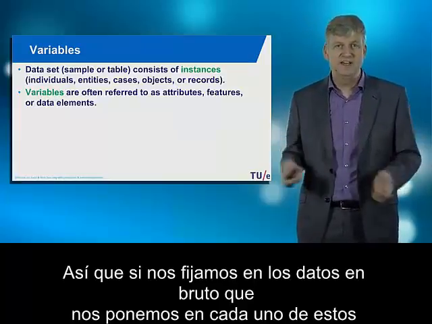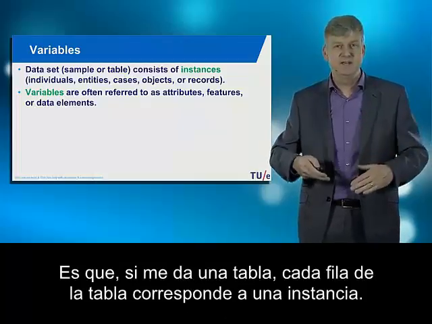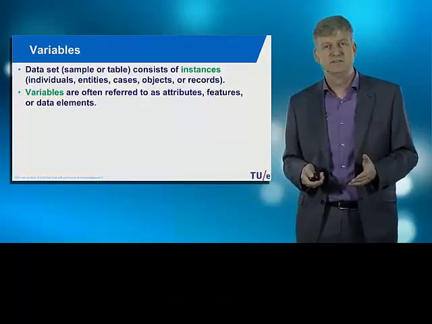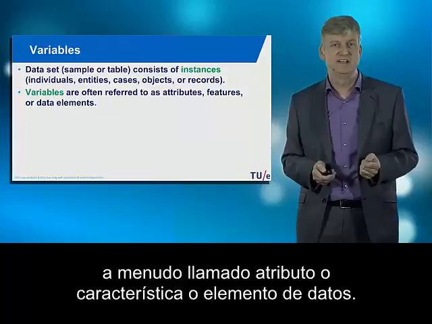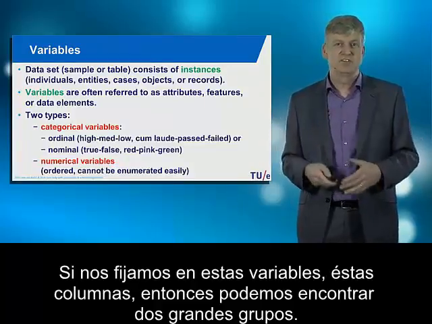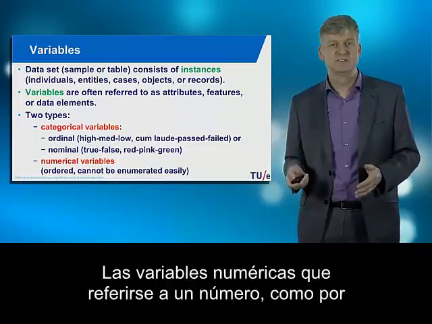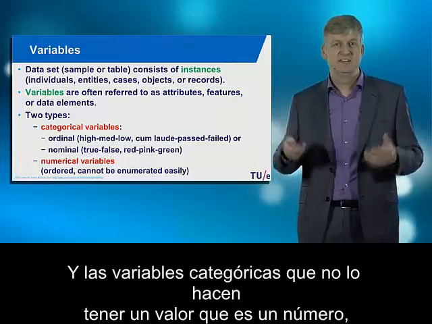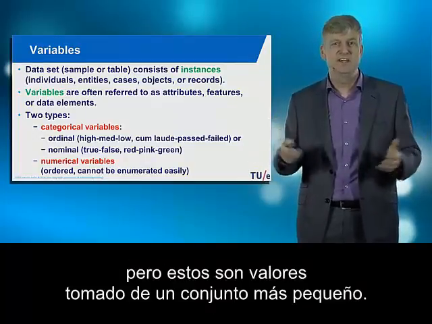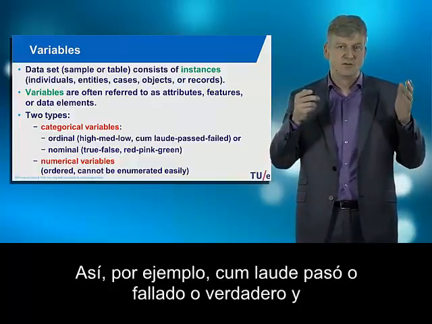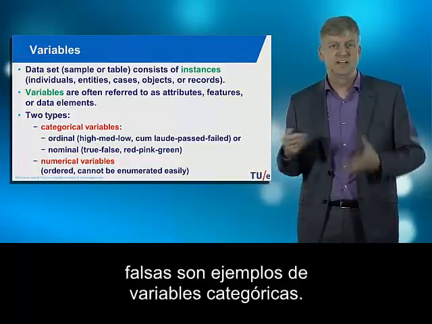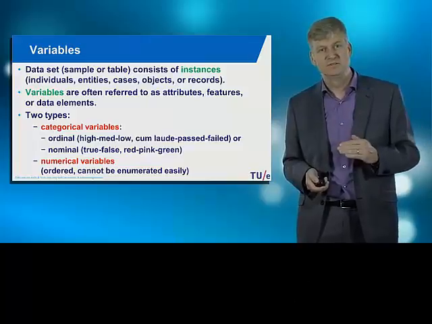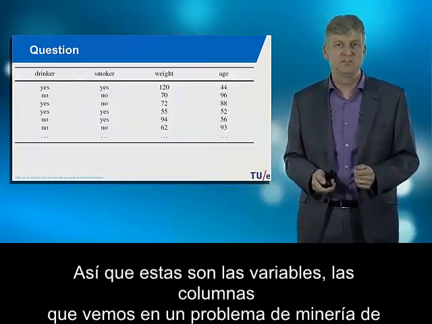So if we look at the raw data that we get in each of these examples, we get a table. Every row in the table corresponds to an instance, and every column in the table refers to a variable, often called attribute or feature or data element. If we look at these variables, these columns, then we can find two main groups: numerical variables that refer to a number, like for example an age or a weight, and categorical variables that don't have a value that is a number, but these are values taken from a smaller set. So for example, cum laude, passed or failed, or true and false are examples of categorical variables. If they have an order, they are called ordinal. If not, they are called nominal. So these are the variables, the columns that we see in a data mining problem.